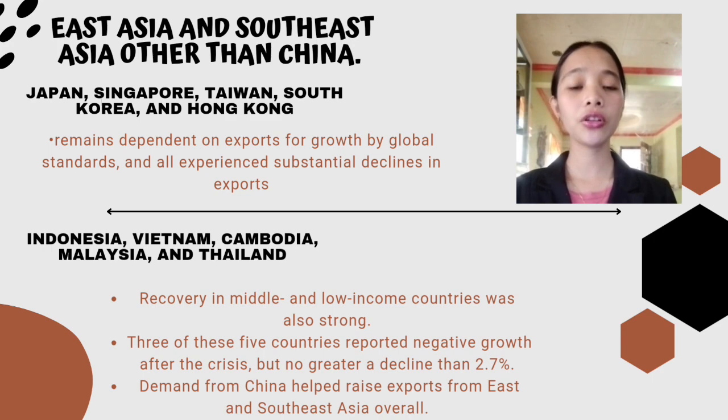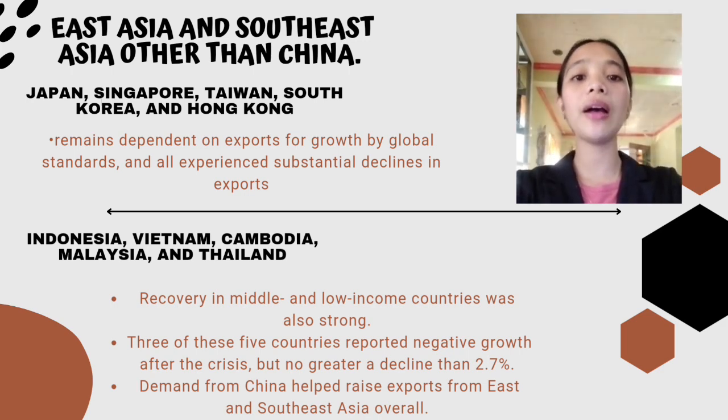The five high-income economies in the region, Japan, Singapore, Taiwan, South Korea, and Hong Kong, remain dependent on exports for growth by global standards, and all experienced substantial declines in exports. Expressed in US dollars, exports dropped by 25% with GDP declining between 15 and 30% in the second half of 2008 and first half of 2009. However, just as the scope of the shock was unanticipated, the scale of the subsequent rebound was also surprising.